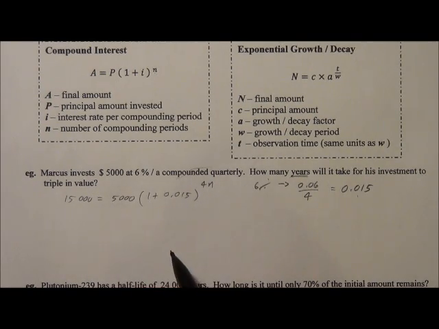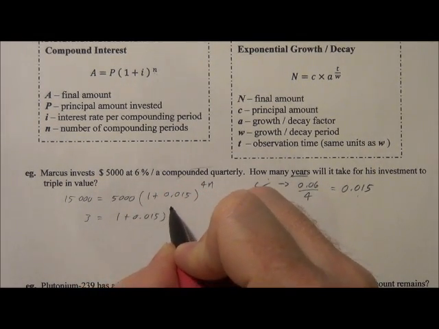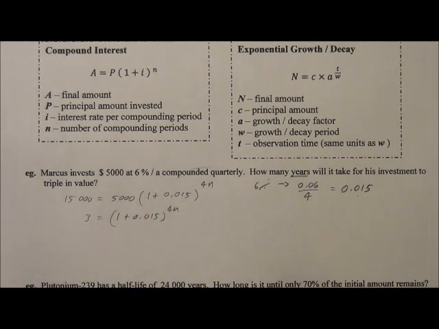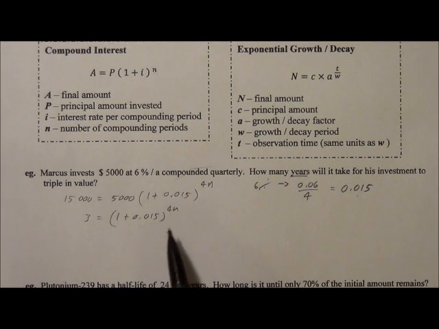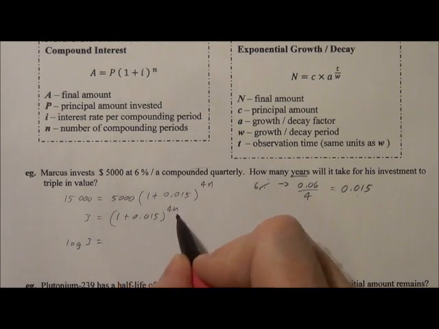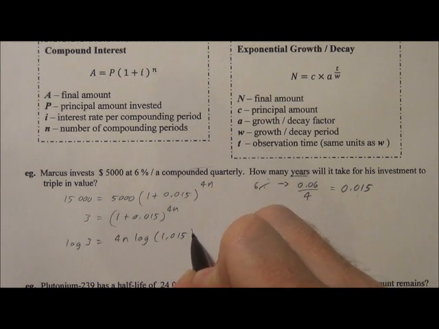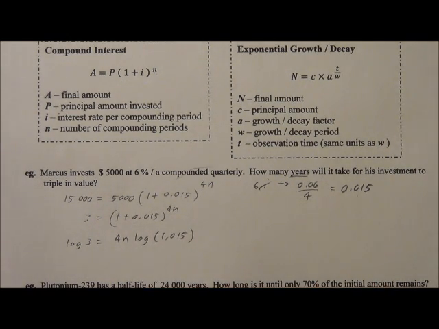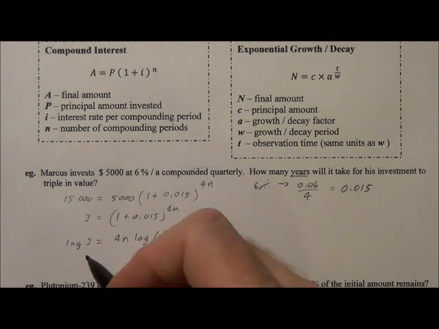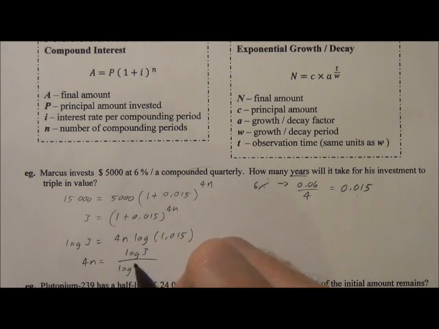Now we'll just start rearranging this to solve for n. So we divide both sides by 5,000. So we get 3 equals 1 plus 0.015 to the 4n. And so then, because we need the exponent, I'm going to take the log of both sides. So I'm going to take the log of 3, and I'll bring that exponent down in front. 4n log of 1.015 as I add the two values together in the brackets. Divide both sides by log of 1.015, so I've got 4n equals log of 3 over the log of 1.015.